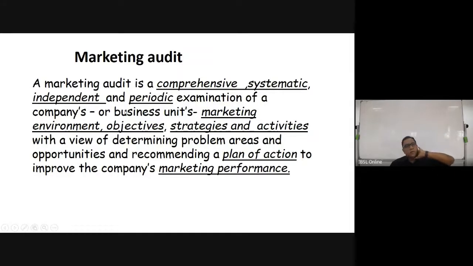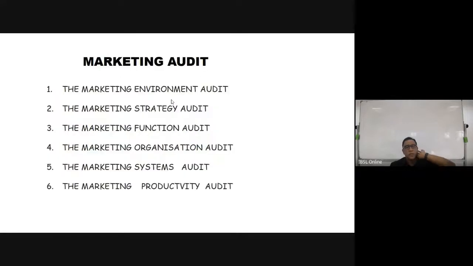It should cover everything, every area properly, and it should be an independent view. You can't be biased, because if you are biased, then you won't get the real results of it. And periodic, because gradually these things are changing. So your audit has to be done at least once a year, or once in 2 years, or whatever. Periodical, there has to be a periodical exercise on a continuous basis.